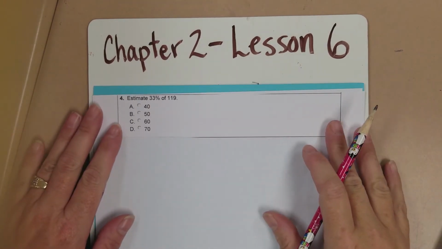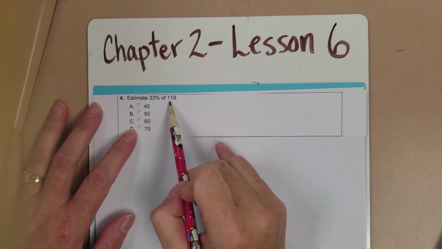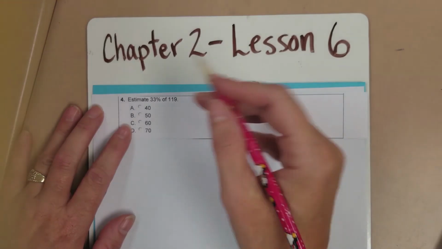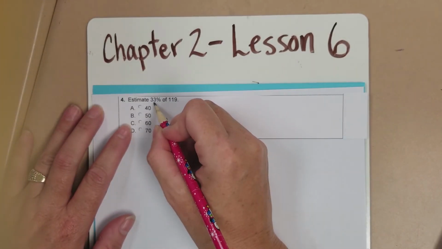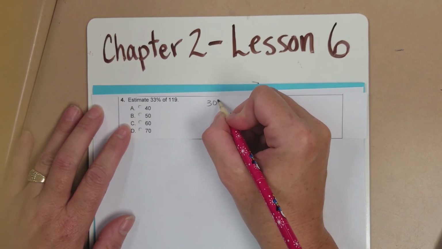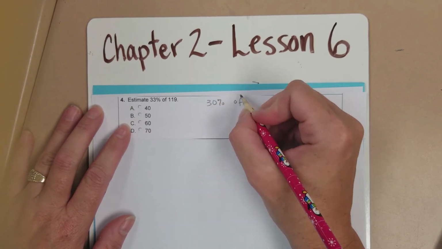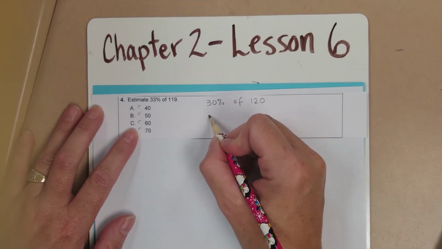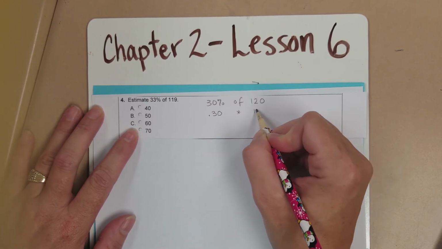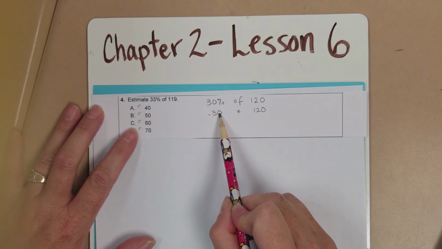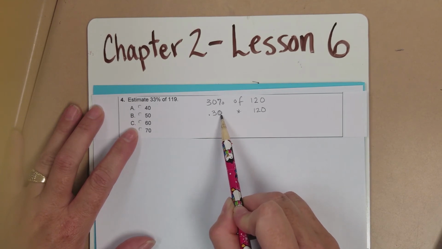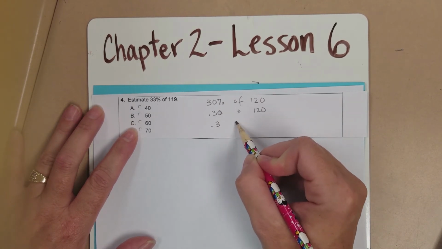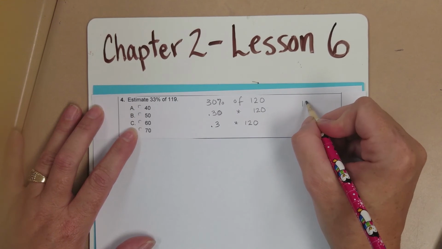Question number 4. Estimate 33% of 119. We're going to solve this two different ways. Now, the first way is similar to the way we've been solving it. We're going to round 33% to 30% of, and I'm going to make this 120. Now, this change, 30% changes to 0.30 times 120. And I do want to say that you don't actually need this zero here because 3/10 and 30/100 are the same thing. So you could reduce this to just 0.3 times 120. This will help you when you're multiplying because you'll have less zeros to worry about.